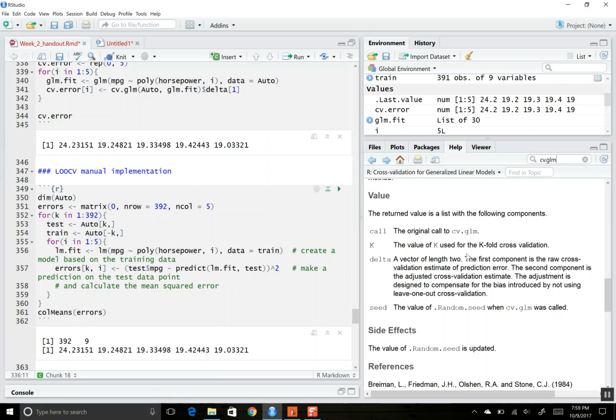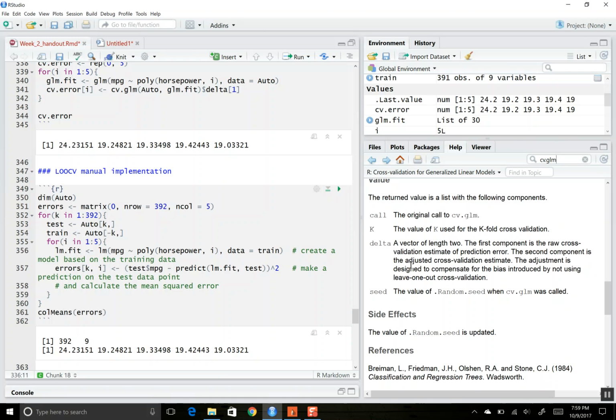The k is for k-fold cross-validation. We'll talk about that in a second. Delta is a vector of length 2. The first component is the raw cross-validation estimate of prediction error, and the second component is the adjusted cross-validation estimate. I forget how the adjustment works. It says the adjustment is designed to compensate for bias introduced by not using leave one out cross-validation.